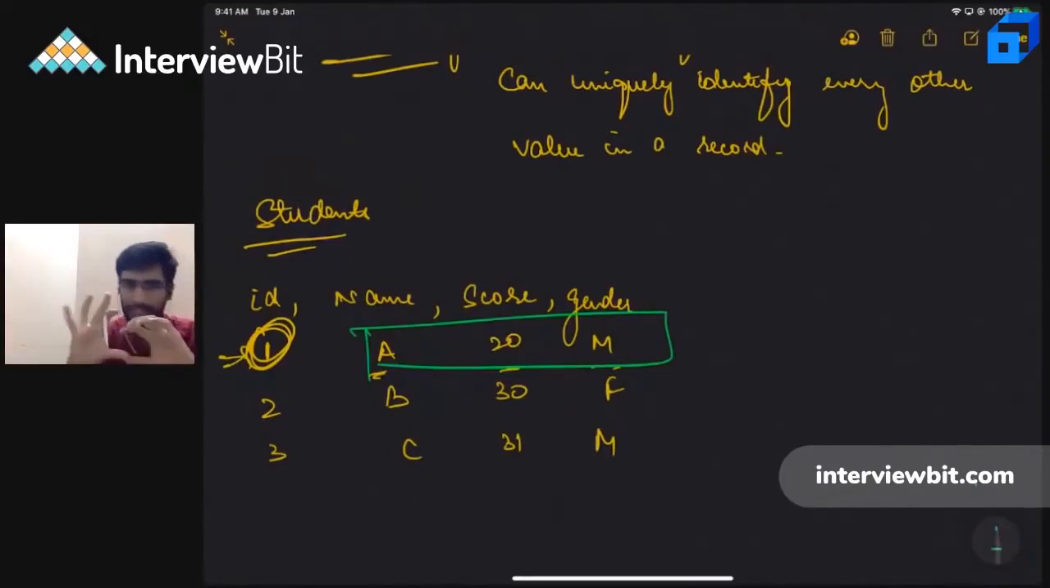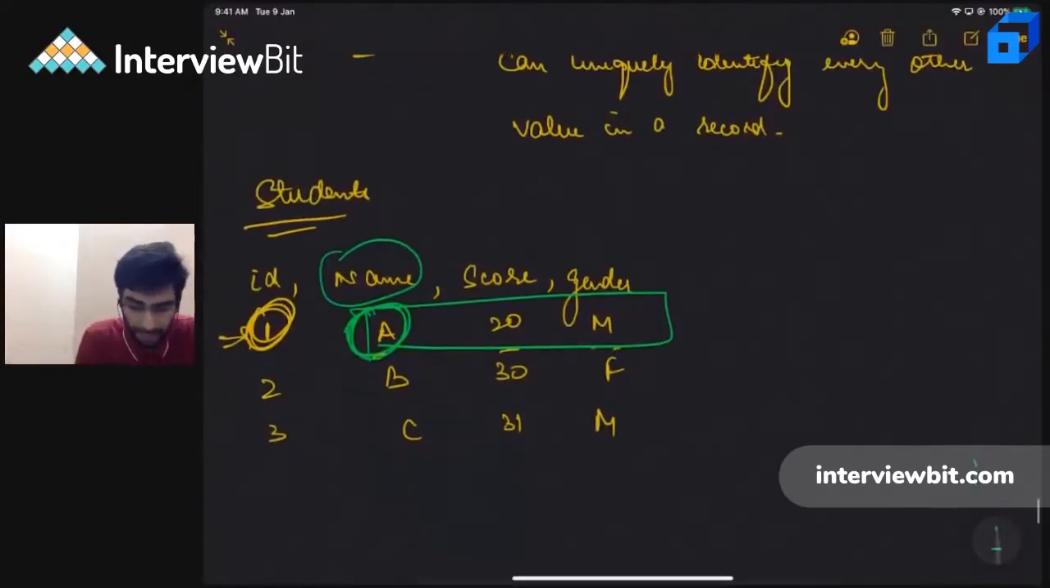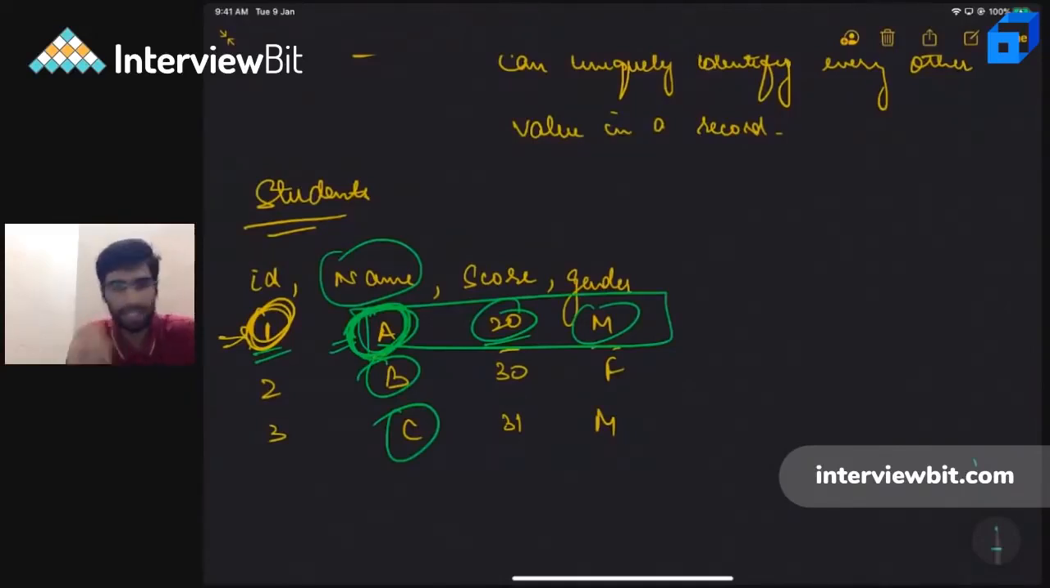Do you think in this current data, name will also be able to uniquely identify all the other attributes? If I tell you, please get me data where name is A, will it be able to uniquely identify all the values? Yes. In the current set, it will be able to, because there is only one person with one name. A has only one person, B has only one, C has only one. So if I only know name, I can directly get the score, the gender, and the ID.